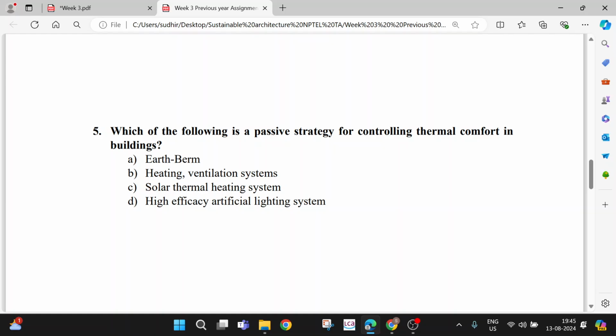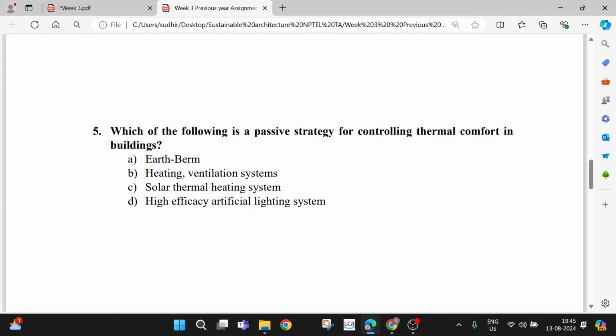Which of the following is a passive strategy for controlling the thermal comfort in buildings? Earth-berm. Option A, sir. See, this HVAC mainly comes under the active side, active heating or cooling. So B is not the right answer. We are talking about the passive strategies. So identify which passive strategies you have read, and out of that, which will be the most suitable one.